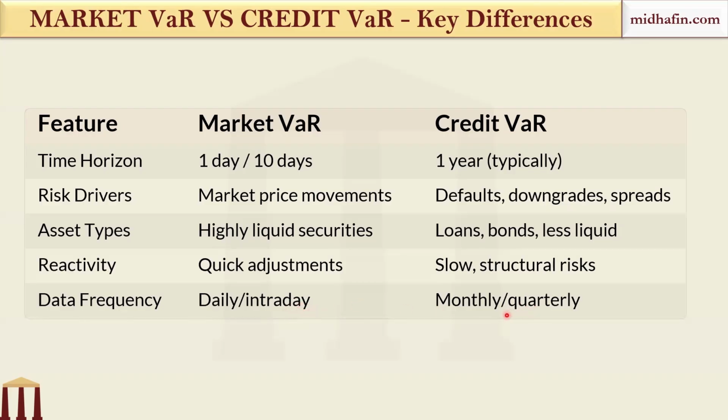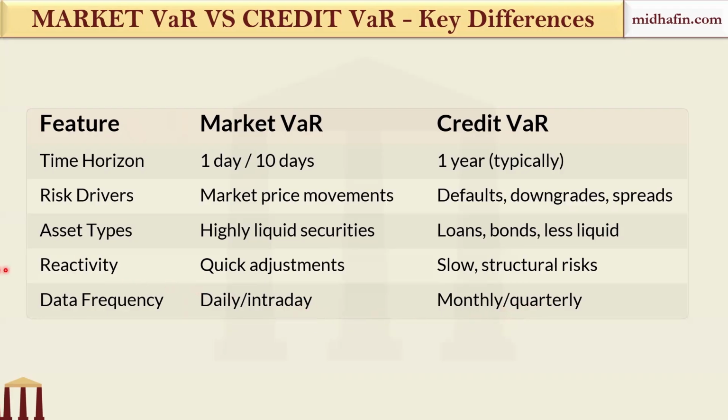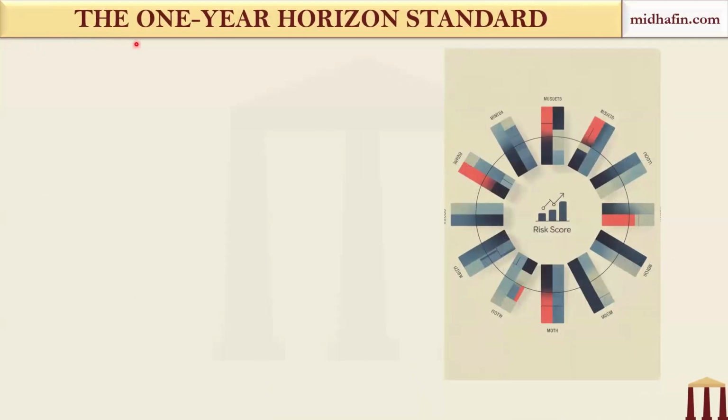Credit VaR often works with monthly or quarterly data, which reflects the slower movement of credit quality. Okay, as we discussed, one of the key features of credit VaR is that it is almost always measured over a 1 year time horizon. Okay, let's see why that standard is used.